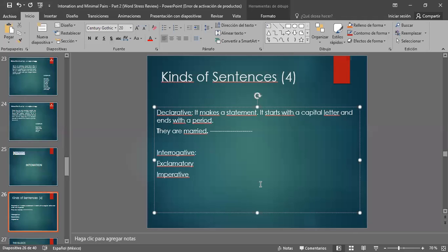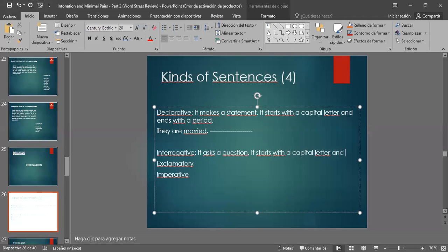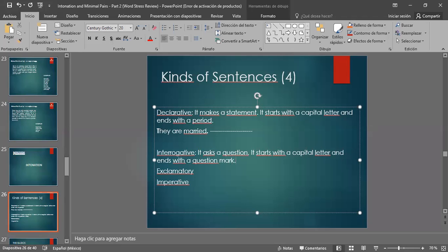Ahora, la oración interrogativa, ¿verdad? Simple, it asked a question, okay? It starts with a capital letter and ends with question mark. So you got it? Pregunta, ¿verdad? Inicia con una mayúscula. Esto es lo que hace en inglés, ¿verdad? Y termina con un signo de interrogación.